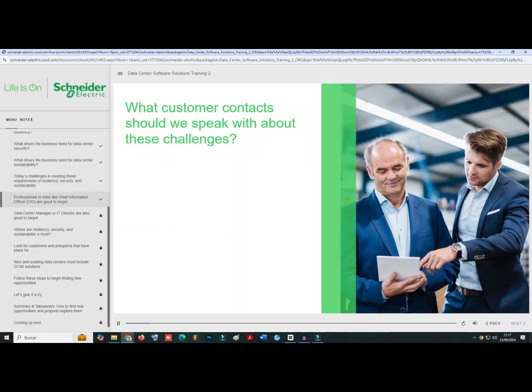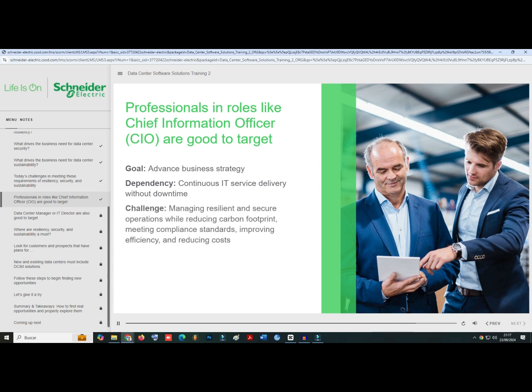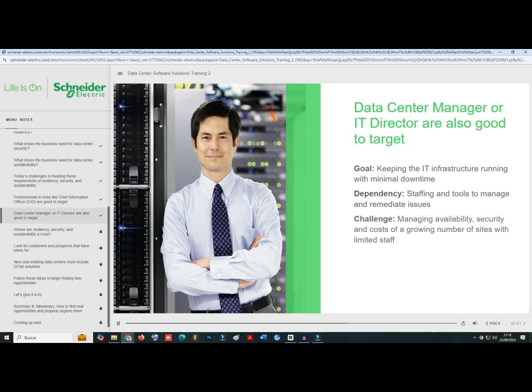Now let's turn our attention to the key customer contacts we should try to speak with about these challenges. No longer do CIOs focus solely on deploying, operating, and maintaining IT. CIOs are expected to make sure their infrastructure supports the overall business strategy. In addition to maintaining resilient and secure operations at all these sites, many must share sustainability metrics for their IT operations. In turn, the data center manager or IT director is expected to facilitate that continuous service. That challenge becomes more acute when the number of sites grows larger and on-site staff are less available.